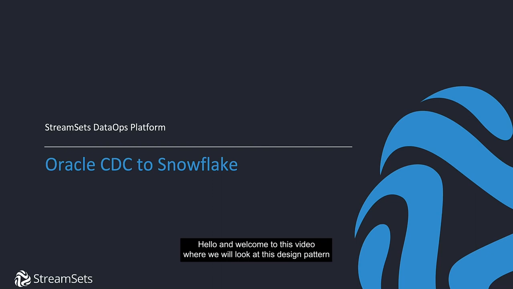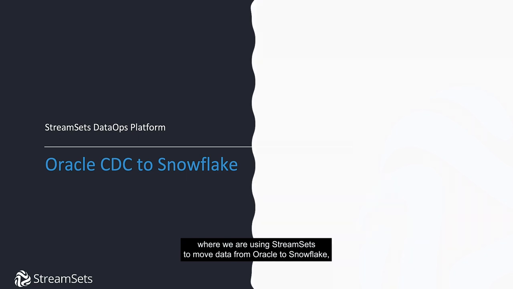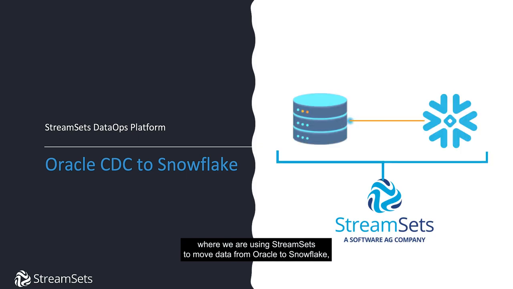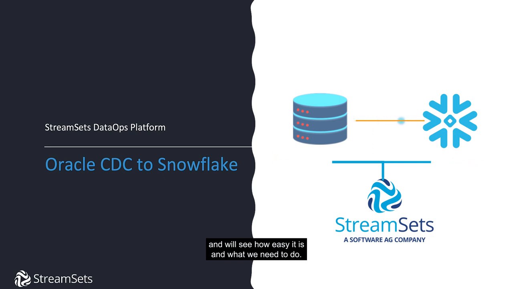Hello and welcome to this video where we will look at this design pattern where we are using StreamSets to move data from Oracle to Snowflake. In this case, we will use a StreamSets origin called the Oracle CDC client, which looks at the redo logs and extracts all the changes and moves them to Snowflake, and we'll see how easy it is and what we need to do.